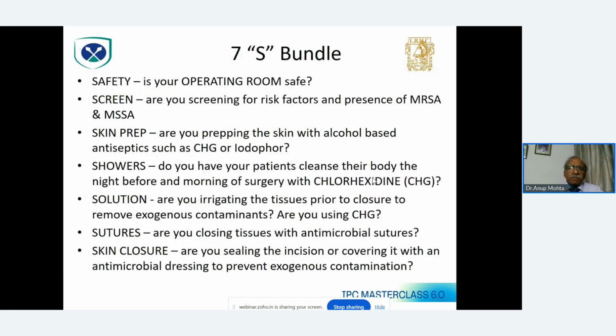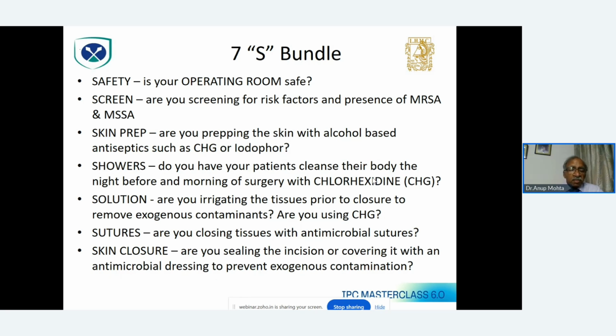In fact, some societies have come out with a 7S bundle talking about the SSIs. One is safety. Is your operating room safe? Second, are you screening for the risk factor in presence of MRSA and taking necessary steps? Third is skin preparation. Fourth is shower, the patient showers we talked about. Solutions, are you irrigating the tissues?